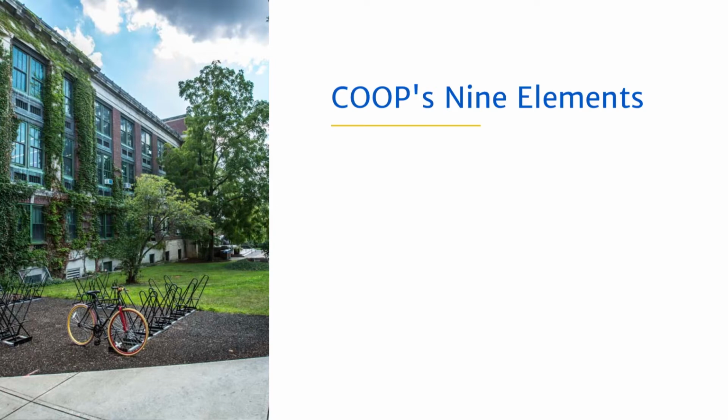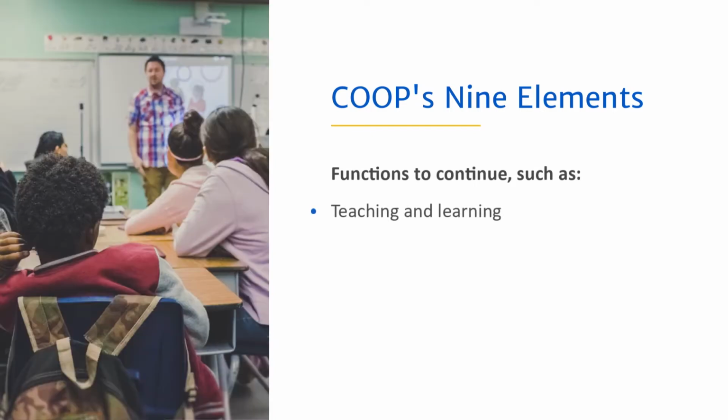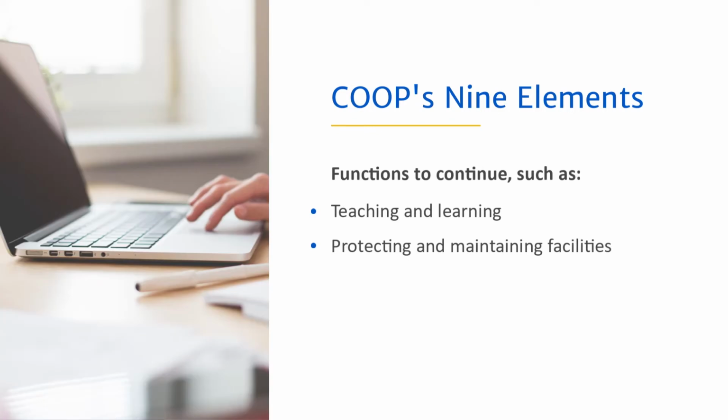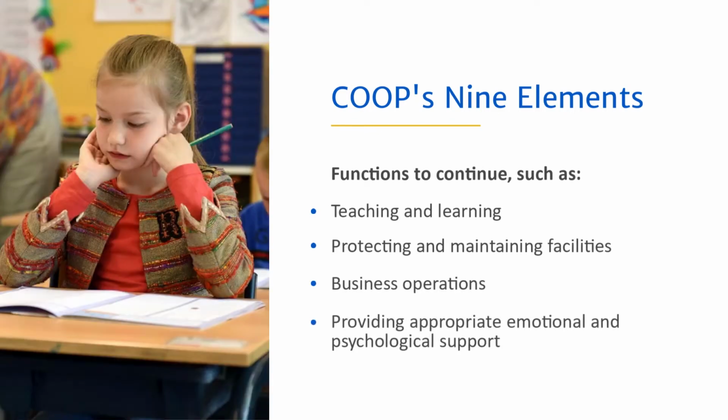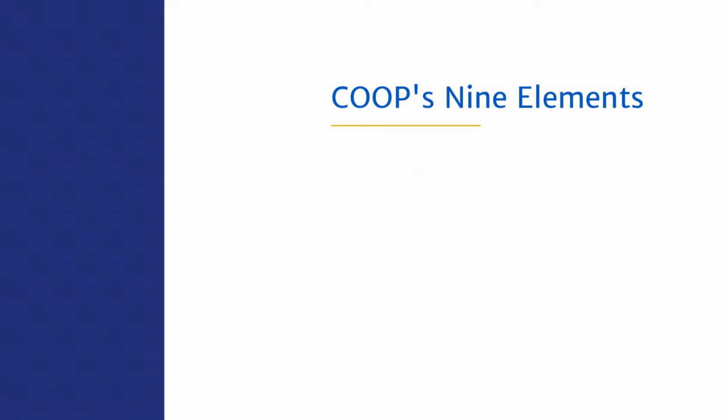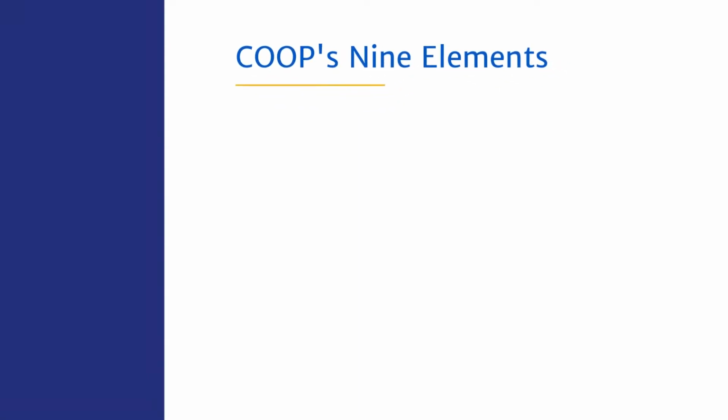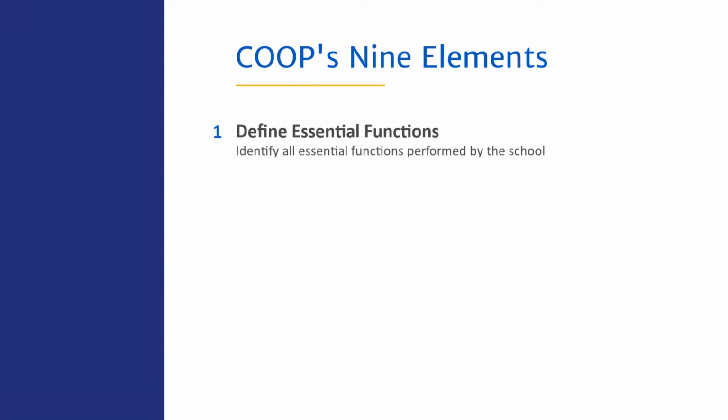A COOP addresses 9 elements to help ensure that essential functions of a school continue. Functions such as teaching and learning, protecting and maintaining facilities, business operations, and providing appropriate emotional and psychological support to students, teachers, and staff. The 9 elements of a COOP are: defining essential functions. Your planning team should identify all of the functions performed by the district or school and determine which are critical and need to continue after an emergency.